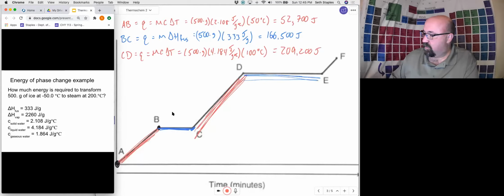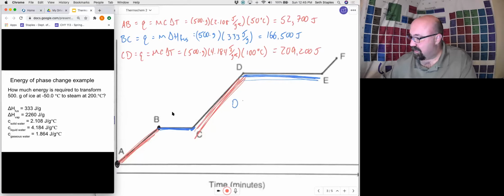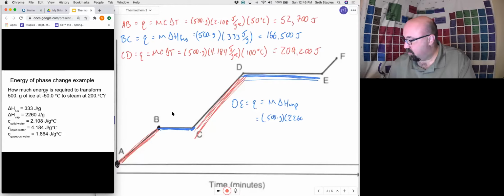Now we're vaporizing the water. Along line DE, we're changing the water from 100% liquid to 100% gas. And so that's going to be our heat of vaporization. So Q is going to equal just our mass times our heat of vaporization. So our 500 grams times our ΔHvap for water, 2260 joules per gram.